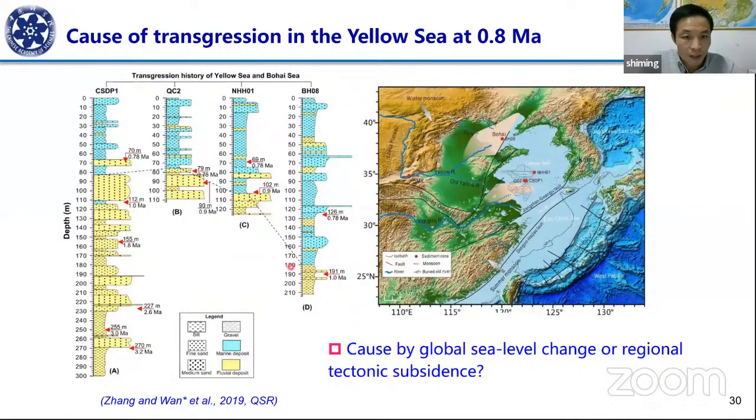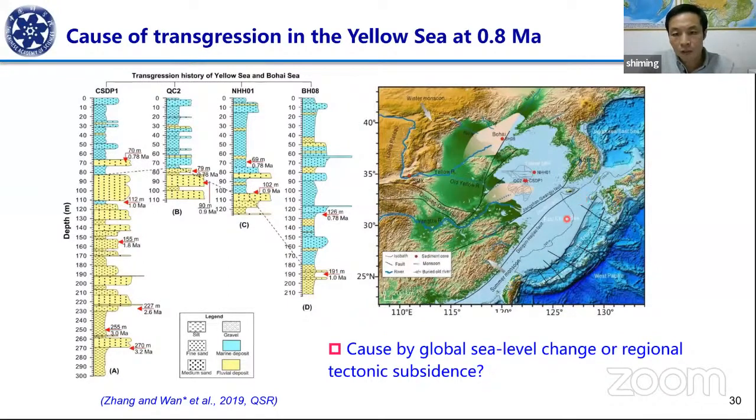We can see clearly that all these sediment cores show the general trend of large-scale transgression from the continental to the marine environment, from the Bohai Sea to the Yellow Sea. So this is a very large-scale transgression through the Eastern China Seas. So this is a regional phenomenon. The further question is whether the transgression is caused by global sea level change or regional tectonic subsidence.